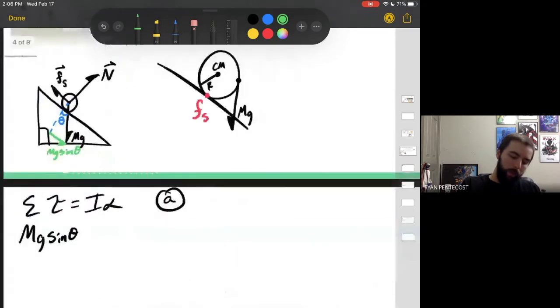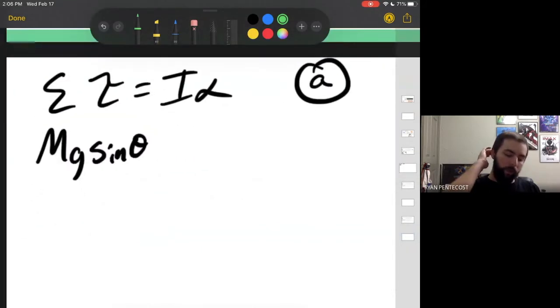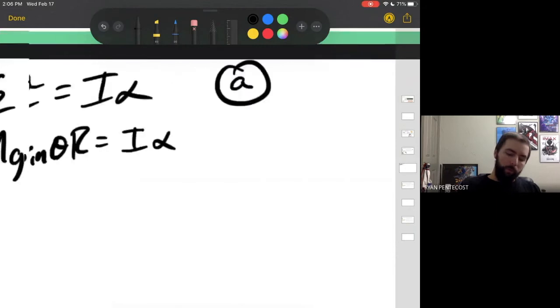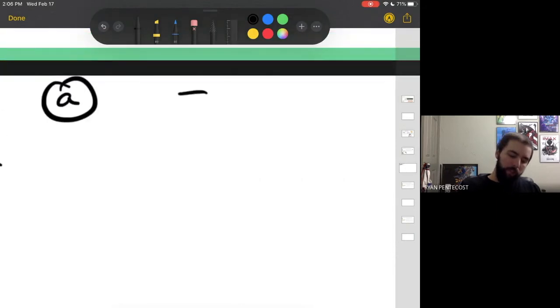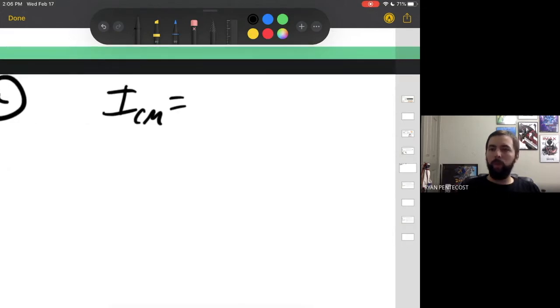Now, the radius, right? You've got force times radius. Well, we're just going to say that is radius r. So mg sine theta r equals moment of inertia times alpha. Now, what is our moment of inertia here? Well, we've got a sphere, right? So if this were the prefab, the prefab for a moment of inertia rotating about its center of mass is 2/5 mr squared.